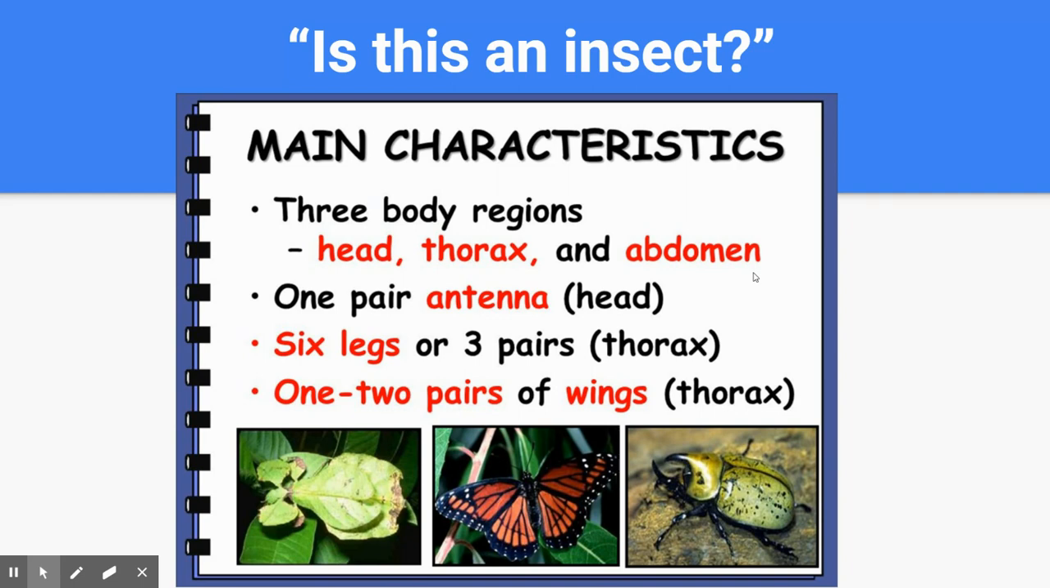Six legs, or 3 pairs of legs. So something with 8 legs, like a spider, is not an insect. Something with supposedly 100 legs, like a centipede, is not an insect. So 6 legs. And then 1 to 2 pairs of wings. Most insects have 2 pairs of wings, but there are some that only have 1 pair. But nothing has more than 2 pairs.